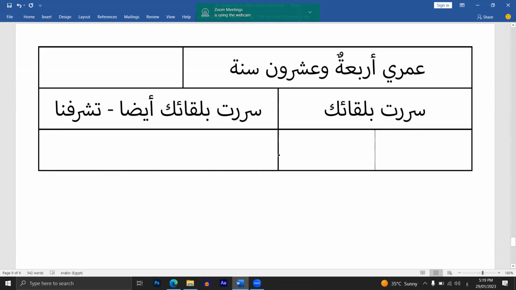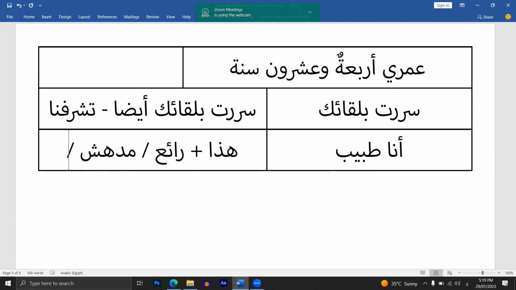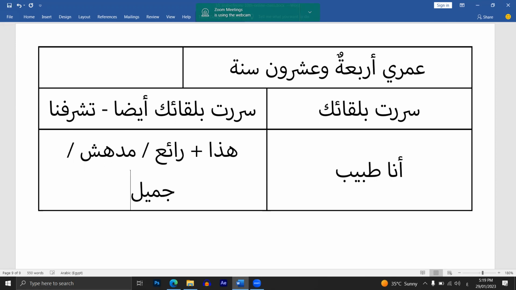Then maybe you want to express your impression. Someone is telling you, like Dr. Gianni, he's a doctor. أنا طبيب. He said أنا طبيب. So you want to say that's cool, that's wonderful. You can use هذا plus any adjective like هذا رائع. هذا مدهش. This is wonderful. هذا جميل. This is cool. هذا جيد. This is good.